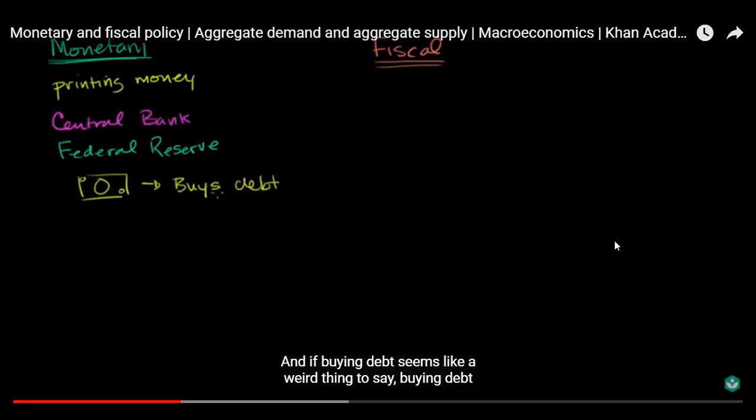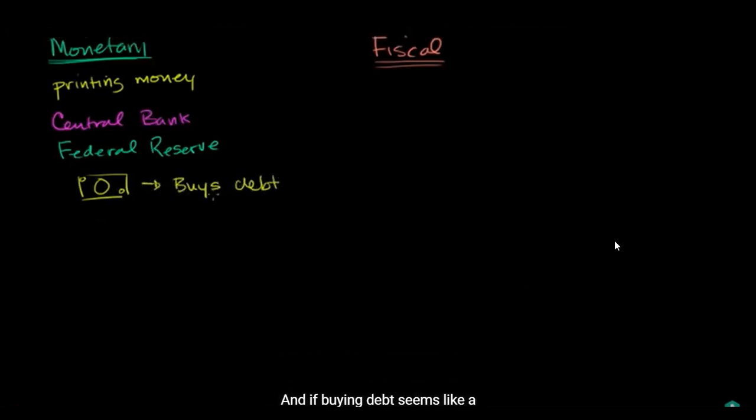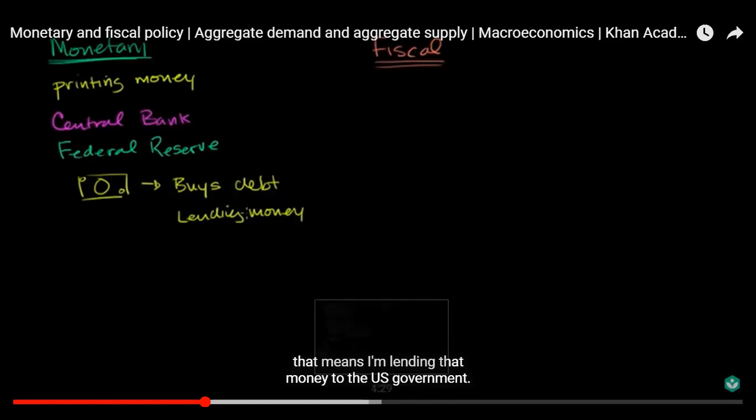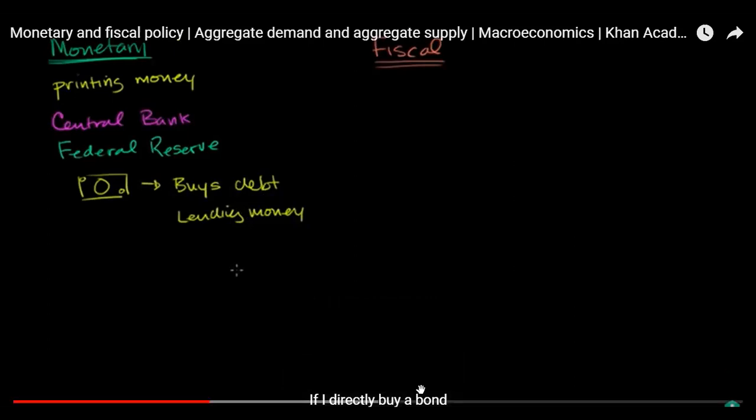And if buying debt seems like a weird thing to say, buying debt is the same thing as lending money. If I buy a treasury bond, I'm buying debt, which means I'm implicitly lending that money. If I buy the bond directly from the government, I'm lending that money to the U.S. government. If I directly buy a bond from a U.S. corporation, I'm essentially lending that money to the corporation. They're going to give me interest payments in the form of coupons, and then they're going to pay back that money at some future date. So this is essentially lending money.